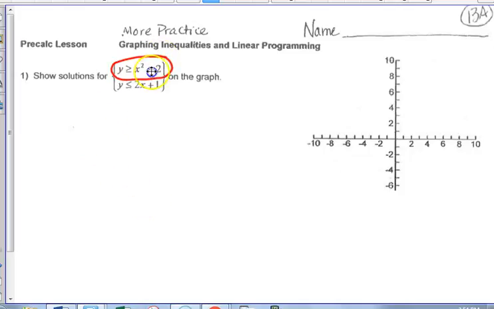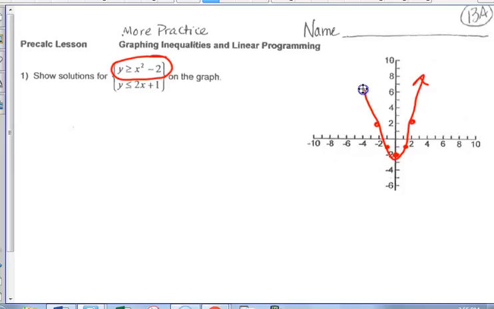Do you know how to graph this equation? It's a little parabola down -2. You could type in, find some ordered pairs if you had to. But it's a little parabola that opens down here. It looks like this. It would be solid because it has an or equal to.